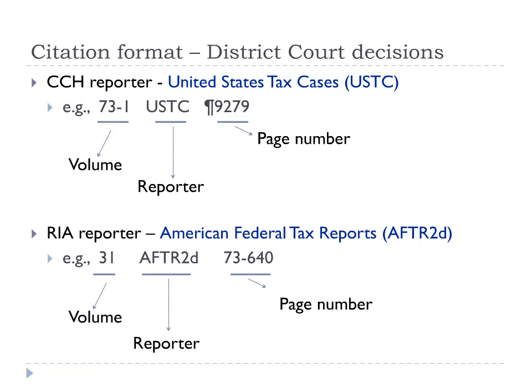and the page number that begins with the paragraph or Pilcrow symbol comes after USTC. The RIA reporter for district court decisions is named the American Federal Tax Reports Reporter. The 2D indicates that we are in the second set of the AFTR reporter. Once the AFTR reporter reached 99 volumes, the 2D was added and the reporter volume numbering started over. The approach to the volume and page number conventions differs across CCH and RIA, but here again, the volume number comes before AFTR 2D and the page number comes after the reporter name abbreviation.